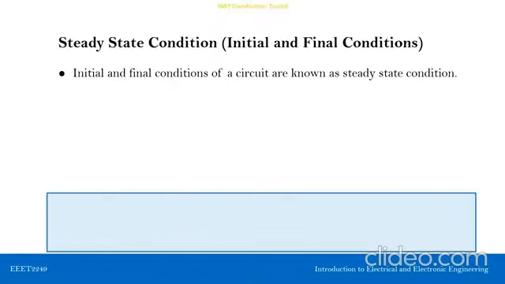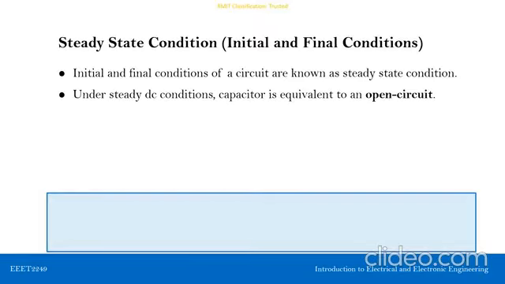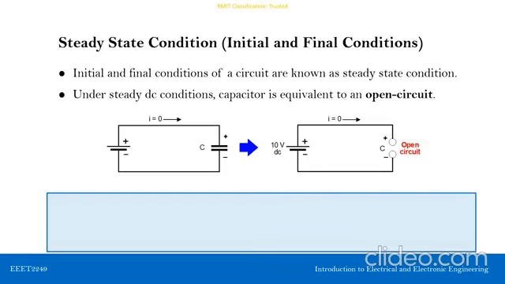There could be two states of a circuit in steady state condition. Those are initial condition and final condition. It is important to remember for a circuit with a capacitor that under steady state DC condition, the capacitor is equivalent to an open circuit. Hence, a capacitor can be replaced by an open circuit as shown in the figure if the circuit is supplied by a constant DC voltage source.